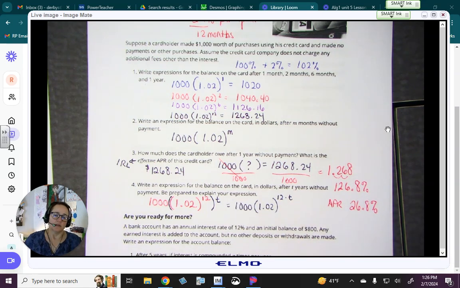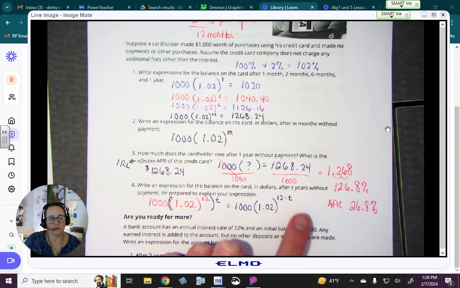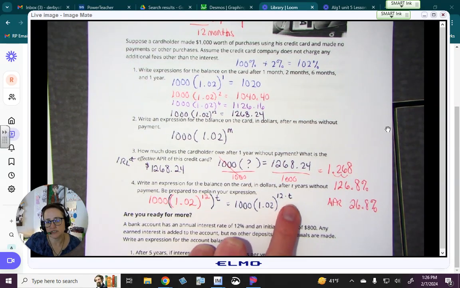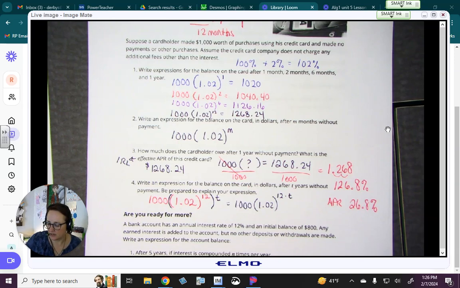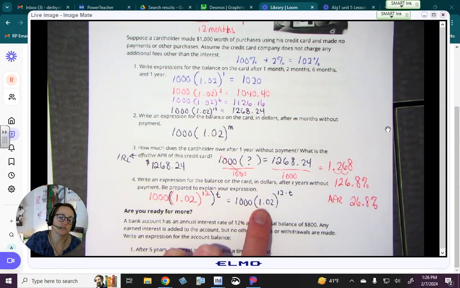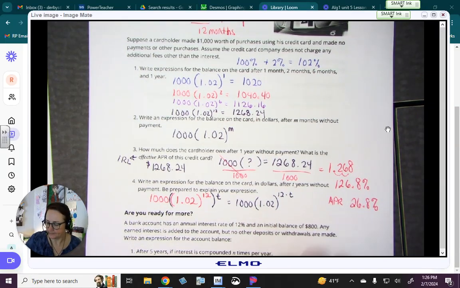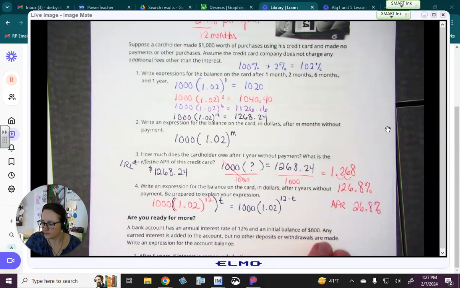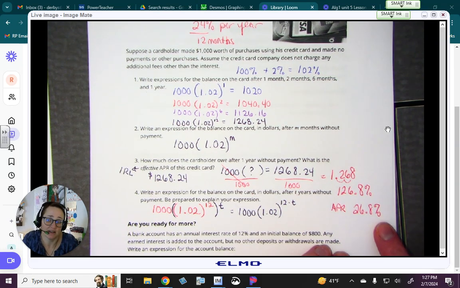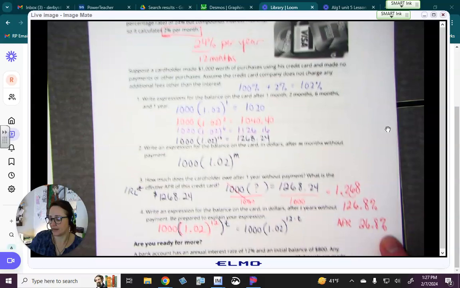So in this case, we could find however many years. For 2 years, we could put in 2 for t and calculate it for 2 years. That makes sense because 2 years times 12 months would give us 24 months. And this is our monthly interest rate. Credit cards are really tricky about how they word things and how they calculate how much money you owe them, because they're trying to get the most money that they can.